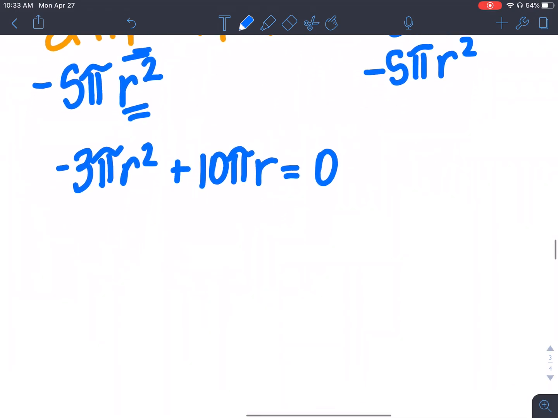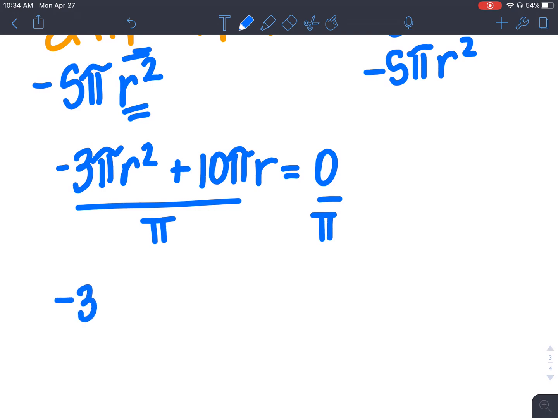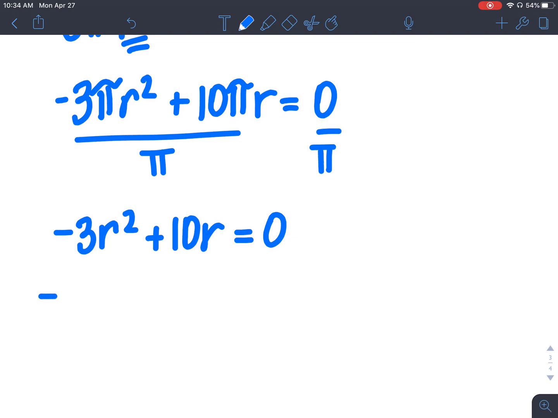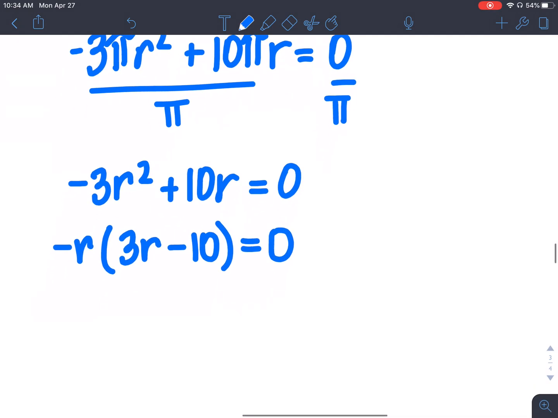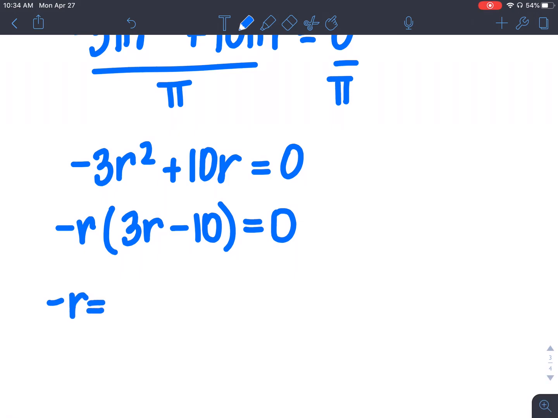Okay, so since it's an irrational number, I could technically factor this. I could divide both sides by pi to get rid of that. And I'd be left with negative 3r squared plus 10r equals 0. Then I'm going to factor out my greatest common factor, which is negative r, so negative r times 3r minus 10 equals 0. And this is really helping me solve for my radius. So negative r equals 0, and then 3r minus 10 equals 0.